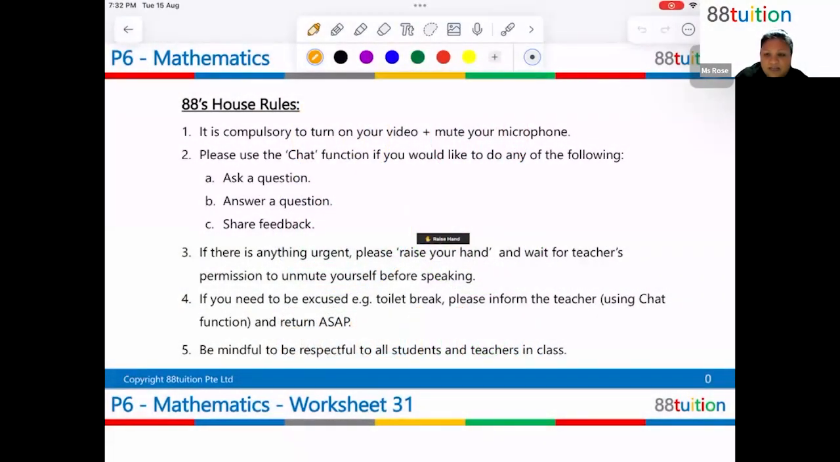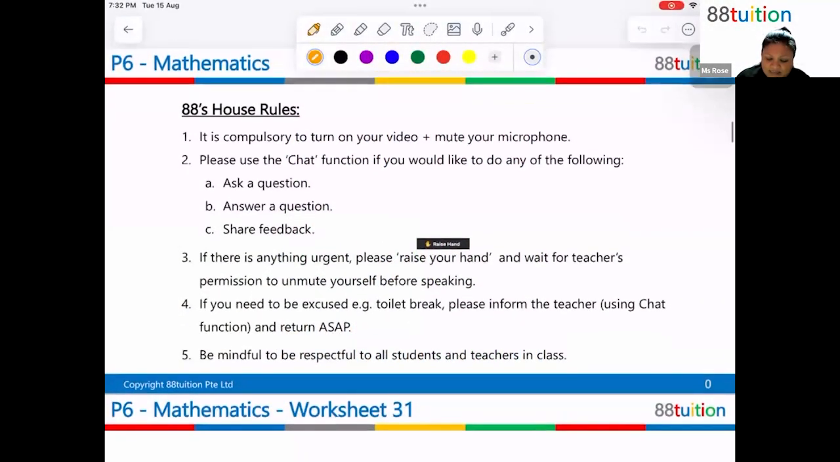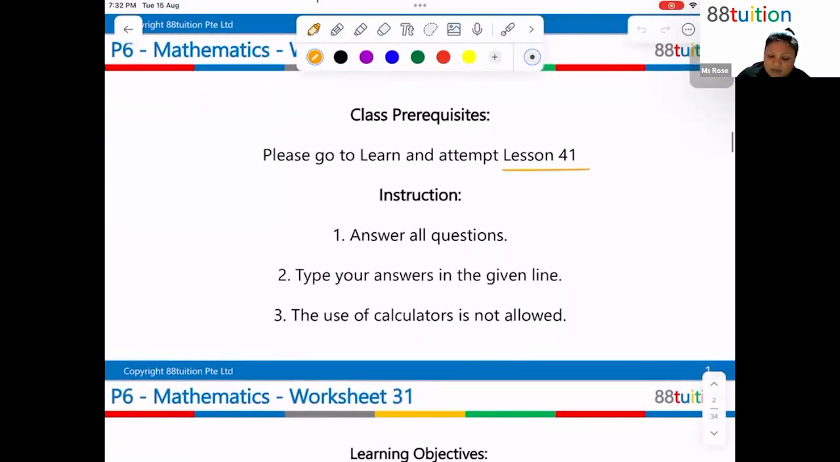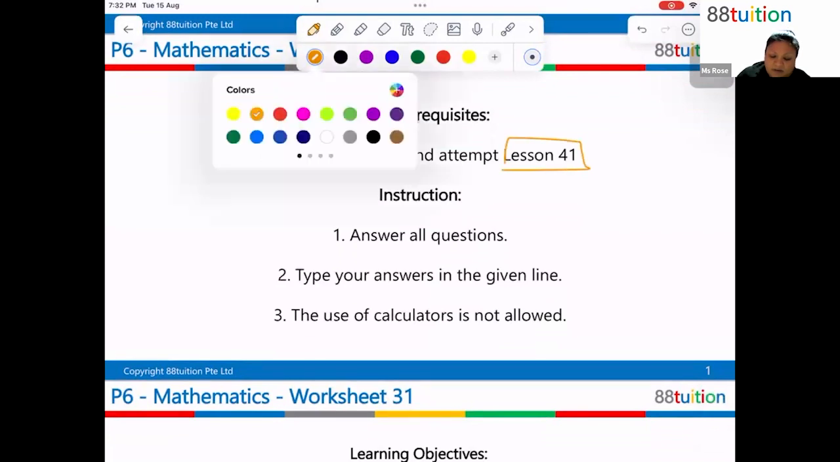I am just going to go ahead and start with today's lesson. Okay, so today's lesson is actually based on lesson number 41.